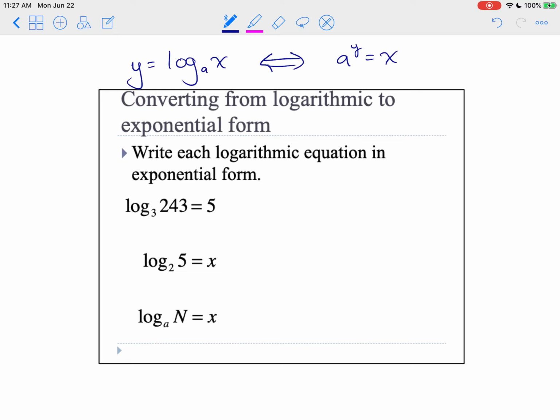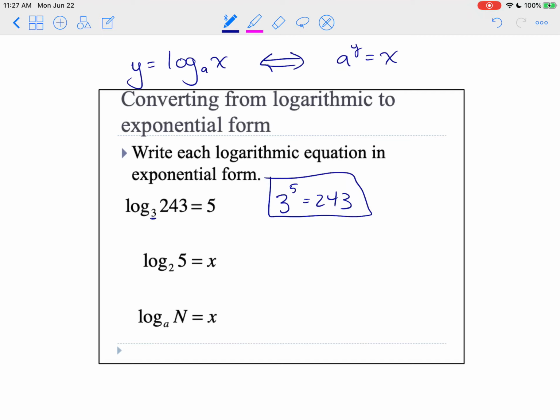So again, the base of the logarithm, log base 3, is the base of the exponent. Those are the same thing. So 3 to the 5th equals 243. That's what that logarithm is saying. It's saying if I raise 3 to the 5th power, I will get this number. And what the left side of this equation is really saying is, what would I raise 3 to get 243? The answer is 5. I'd raise it to the 5th. Okay, so this is my answer in exponential form.